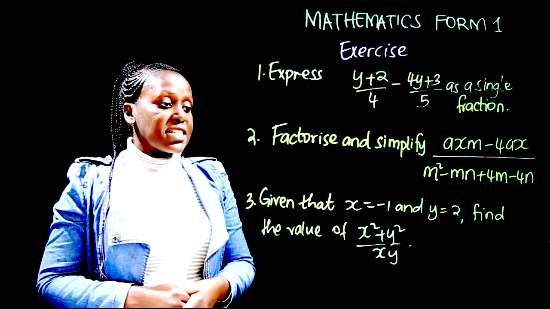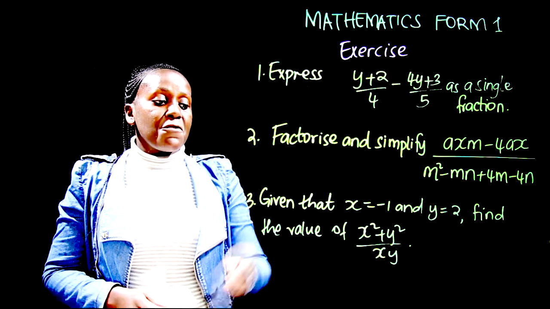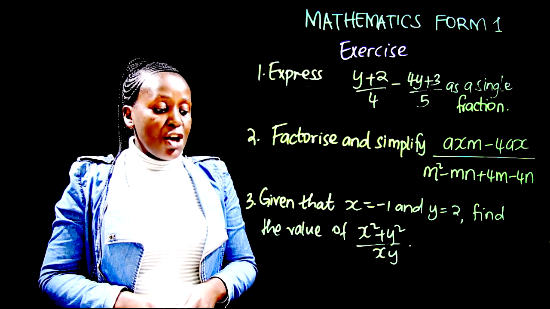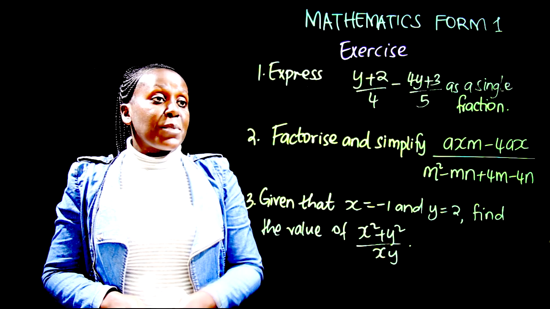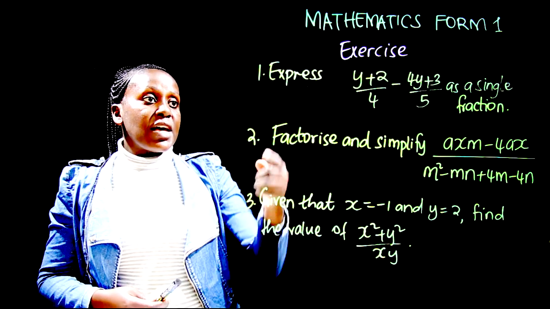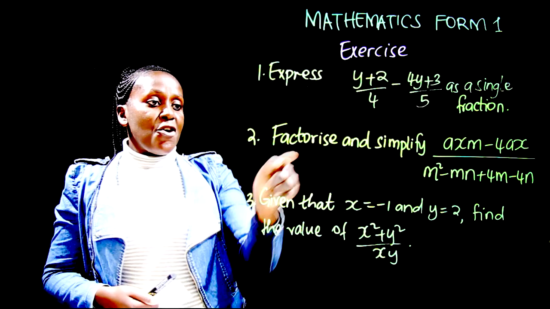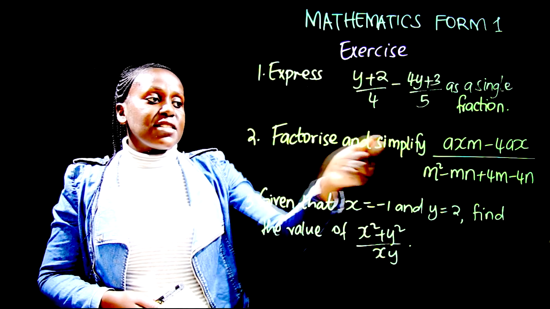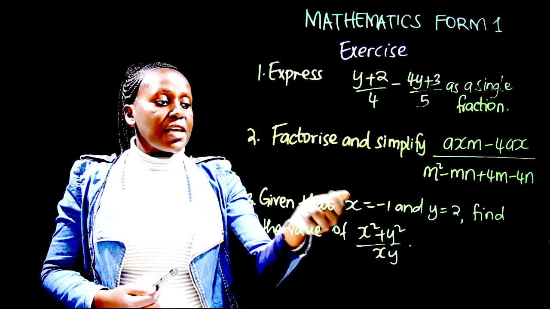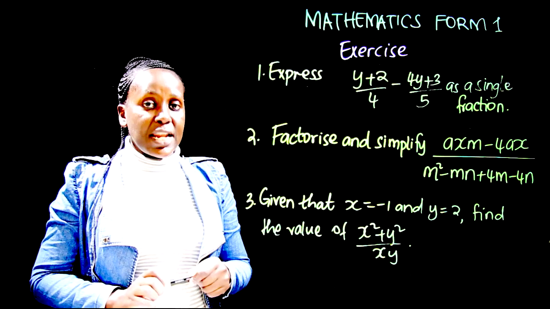Then given that x is equal to negative 1 and y is equal to 2, find the value of x squared plus y squared over xy. So please pay attention to the words that are giving you the instructions. Express this as a single fraction. That should guide you. Factorize, then simplify. Then find the value of this given that these numbers represent these specific letters.